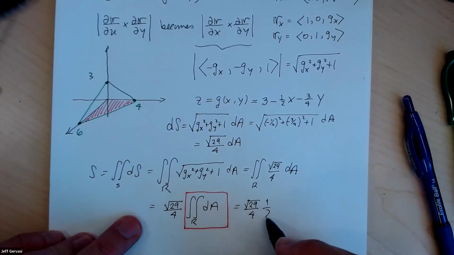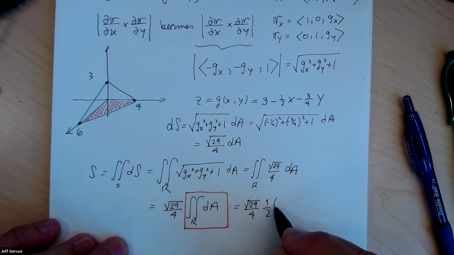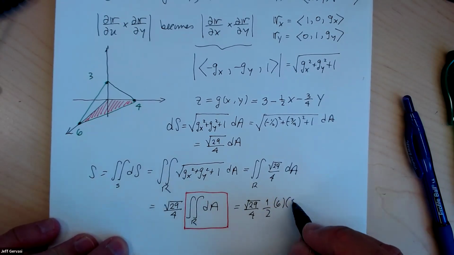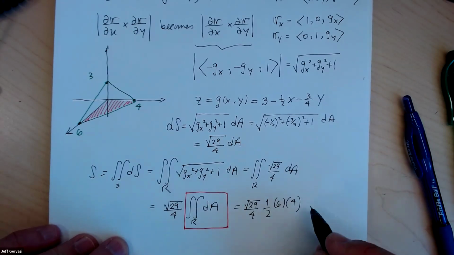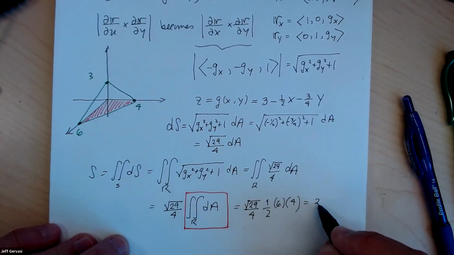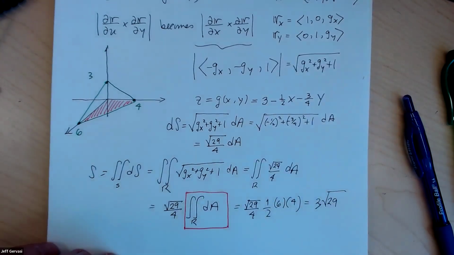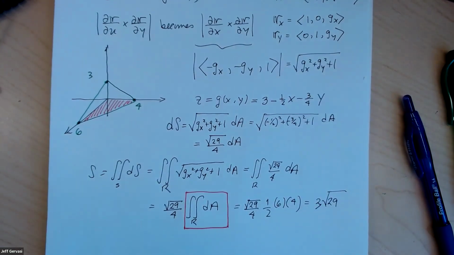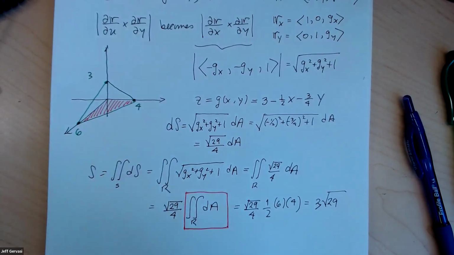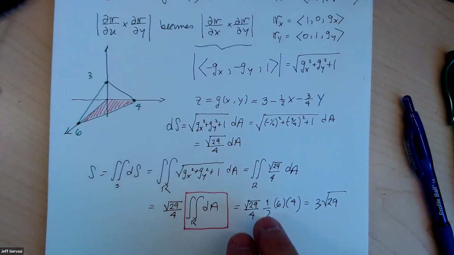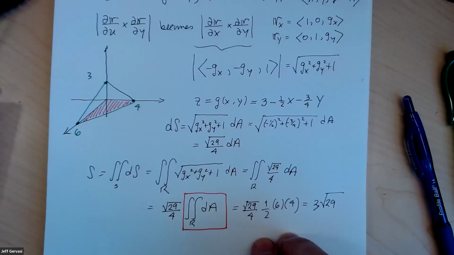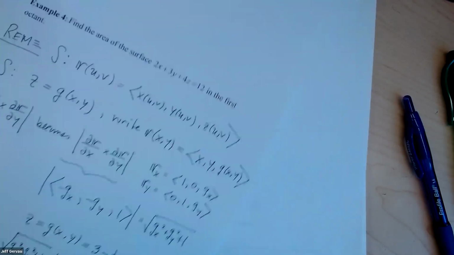So 1/2, the base is 6, and the height is 4. Whole thing simplifies down to 3 times the square root of 29. Didn't actually have to integrate at all. I love those problems. Remember, gang, the best integral is the one you don't have to integrate. All right, very good. And since we're talking about surface integrals in rectangular form, not parametric form, I've got one more.